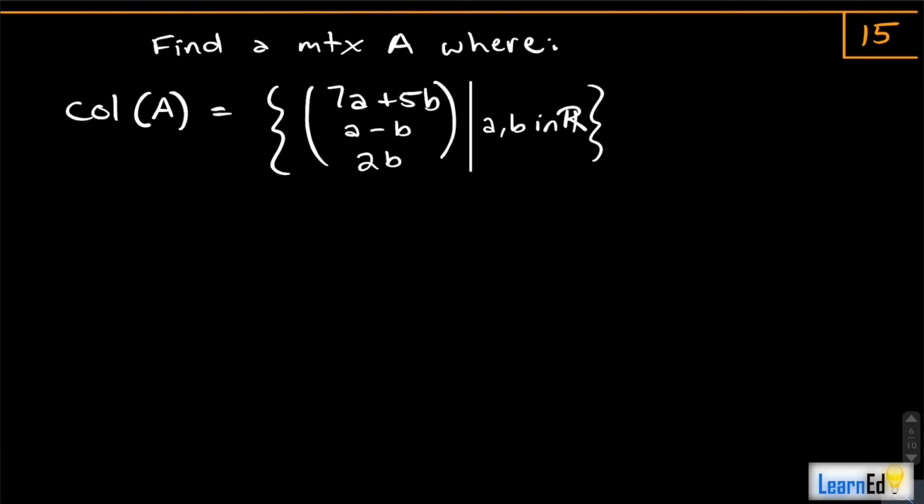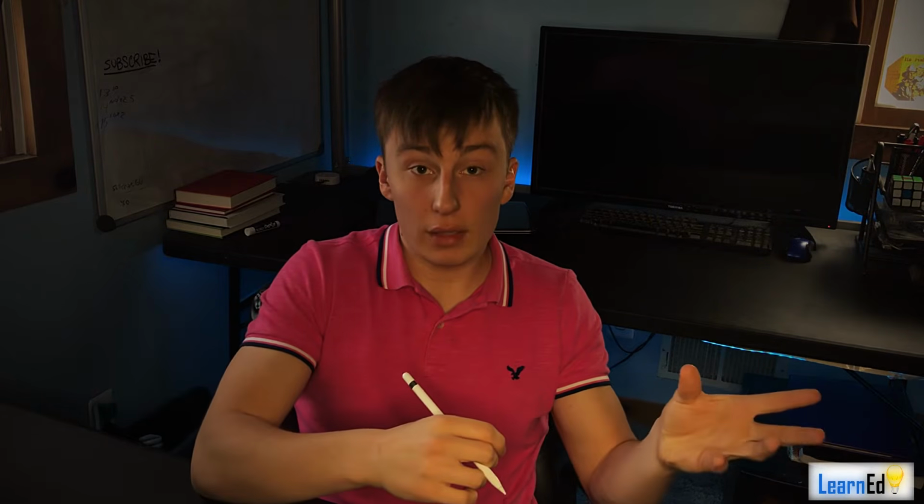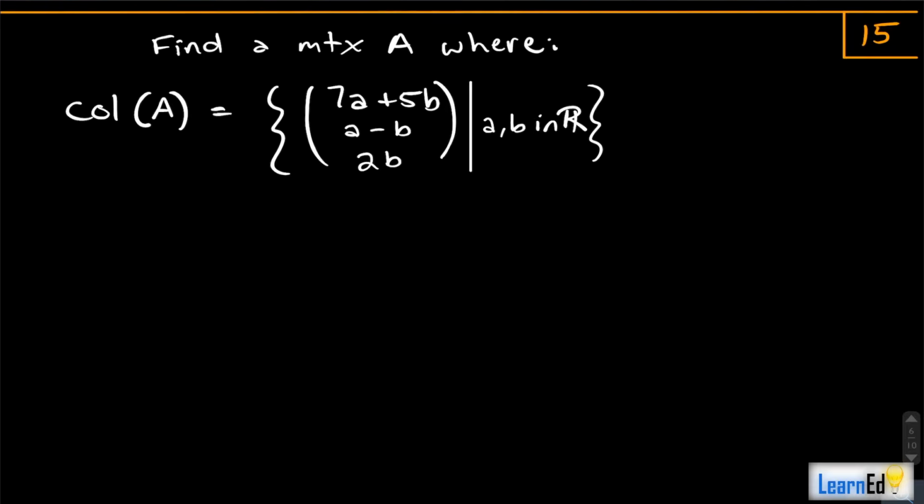And we want to find a matrix A where the column space of A is this mess. So we have to understand what a column space actually is, right? The null space of A is the set of all vectors that go to 0 when you linearly transform them with that matrix A. The column space of A is all of the possible linear combinations of A.